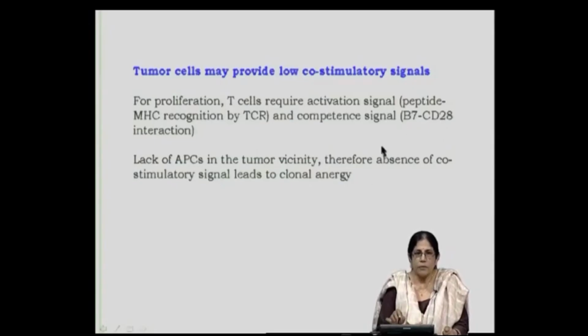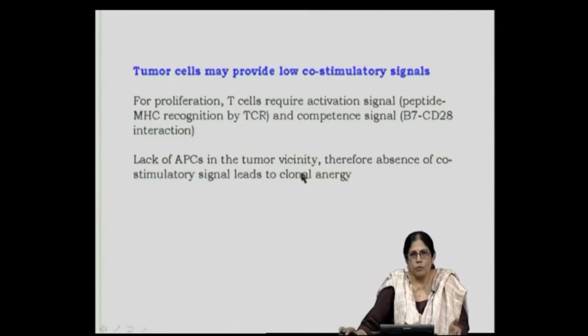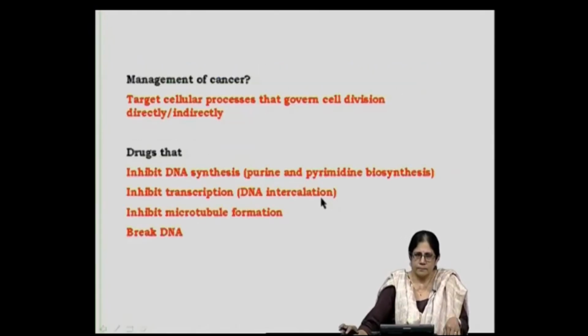If there are no APCs or antigen presenting cells in the tumor vicinity, there would also be an absence of co-stimulatory signals. This would lead to clonal anergy. So, this is again a way by which tumor cells, which have already started to decrease the MHC class 1 molecules, go undetected. Okay.